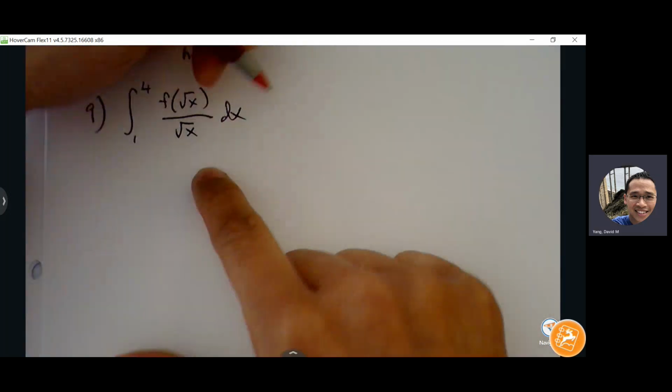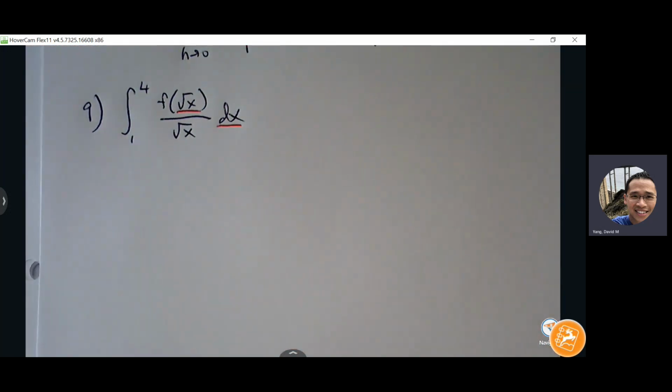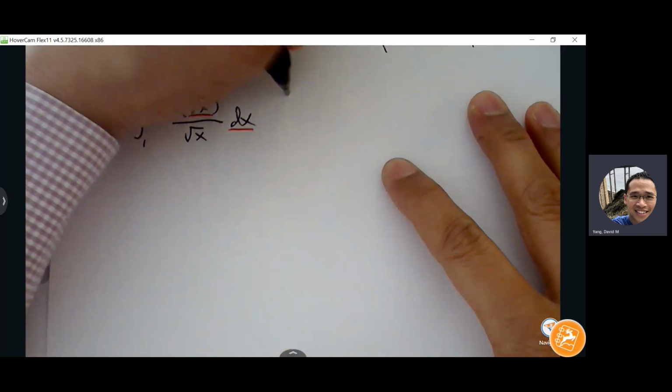Okay, so we know our u value is targeting that root x, and we're trying to replace that dx. We're hoping that after we go through this u substitution, that root x goes away, right? We can't find an integral rule unless that root x is dealt with. So let's go through our steps here.